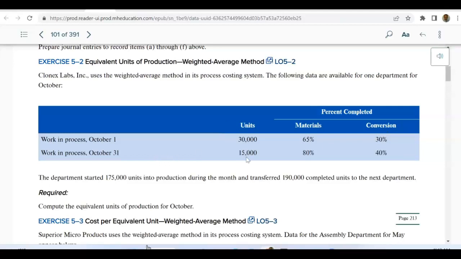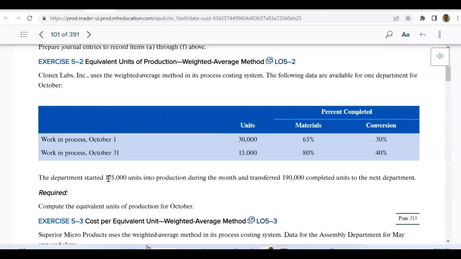Work in process at the end of October 31st, they have 15,000 units left. In regards to material, it's 80% completed and entered. In regards to conversion, it's about 40% completed and entered. The department started 175,000 units into production during the month and transferred, that means completed and transferred, 190,000 units, completed units, to the next department.